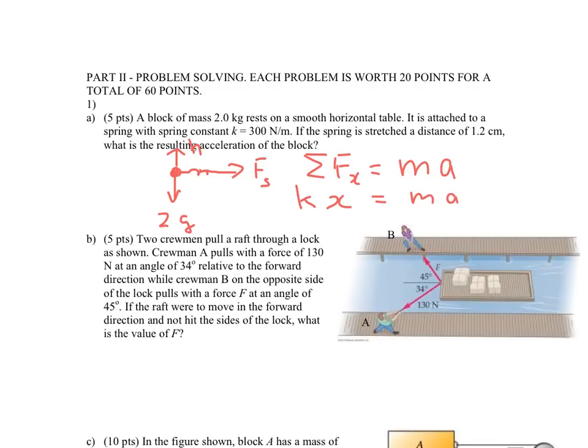So the spring constant is 300. x is 1.2 centimeters. Now you've got to convert to meters, which would be 0.012 meters. This must be equal to the mass times the acceleration. So from the calculator, you can work it out. You'll find that a is equal to 1.8 meters per second squared.